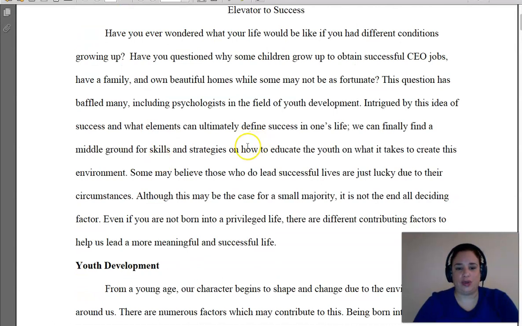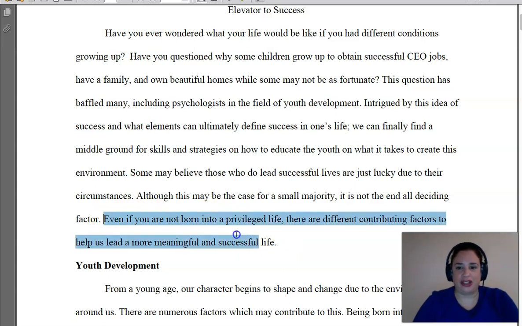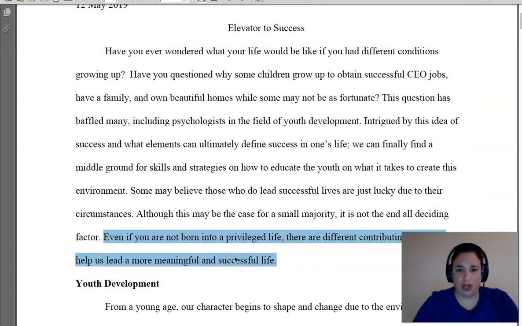So this person only has one intro, one paragraph for the intro. I'm not going to go over it word for word. I'm just going to point out a few things. So she doesn't list all of the factors. You can, or you can just have a more broad intro. So she actually connects the book to success. So she actually creates a couple of the themes that we talked about. So her thesis is, even if you aren't born into a privileged life, there are different contributing factors to help us lead a more meaningful and successful life. So she has a more broad thesis, and that is fine.